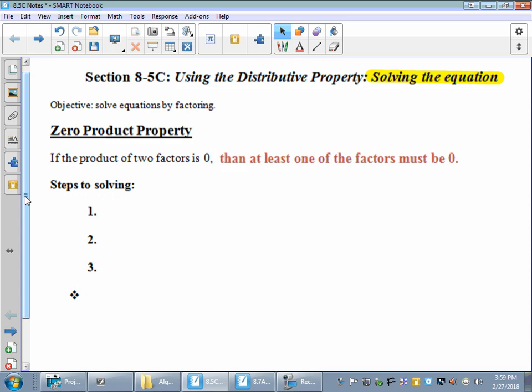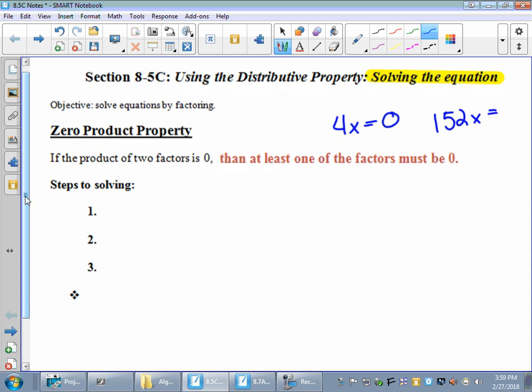If you want to double check me and you don't believe me, think about it this way. 4 times what is going to be equal to 0? Well, that x has to be 0, right? Or you could say 152 times what will equal 0? Of course, the only answer is 0. You could try it with any number, anything that you would like. It should always be 0.